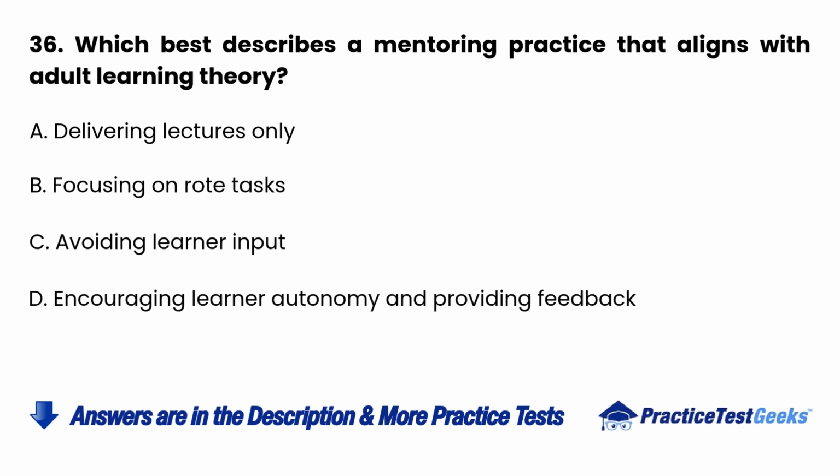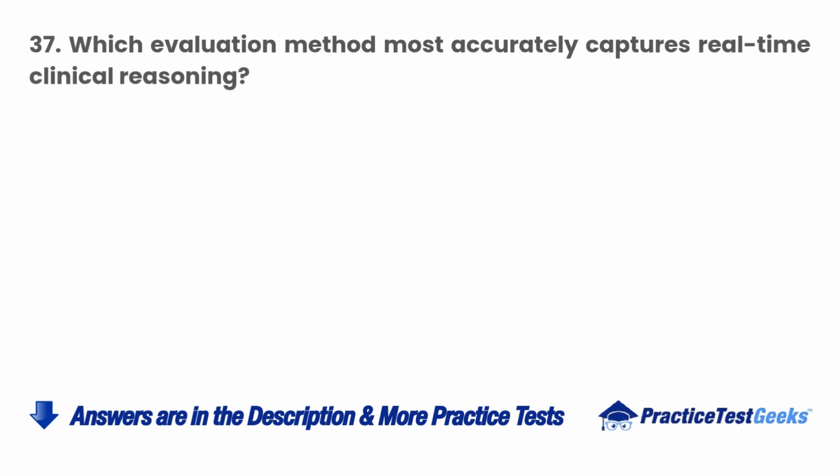36. Which best describes a mentoring practice that aligns with adult learning theory? A. Delivering lectures only. B. Encouraging learner autonomy and providing feedback. C. Focusing on rote tasks. D. Avoiding learner input.